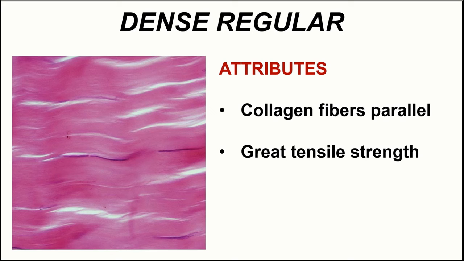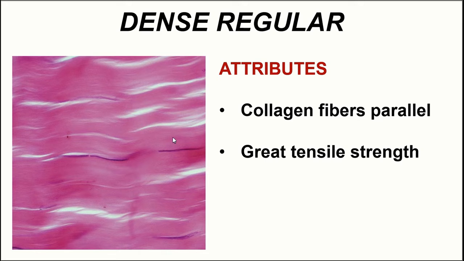So the primary attributes of this tissue are that the fibers of dense regular connective tissue are mostly made out of collagen, and these collagen fibers are arranged parallel with one another, which is why this tissue is called regular, since the fibers have a parallel or regular arrangement. The function of this arrangement is to give dense regular connective tissue great tensile strength. Now, this word tensile means that this tissue is really strong under tension or pulling forces.